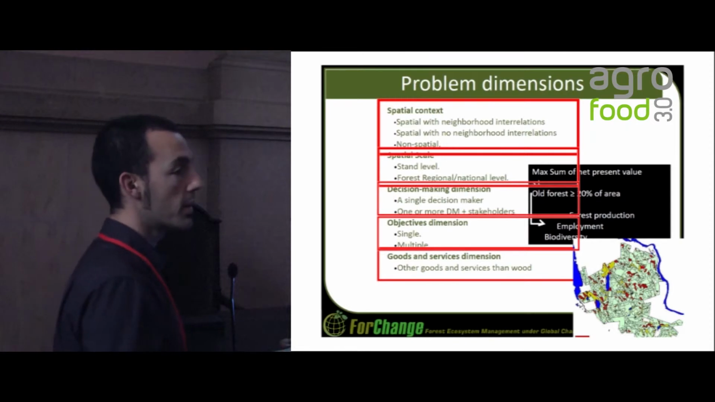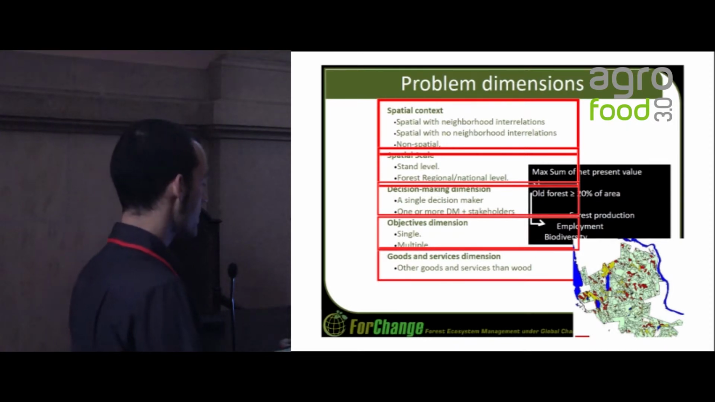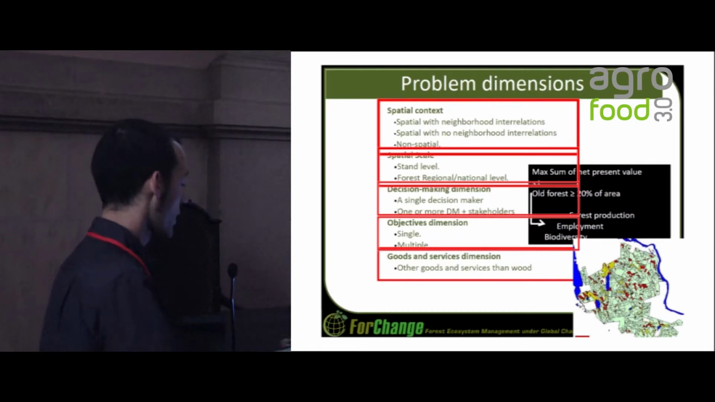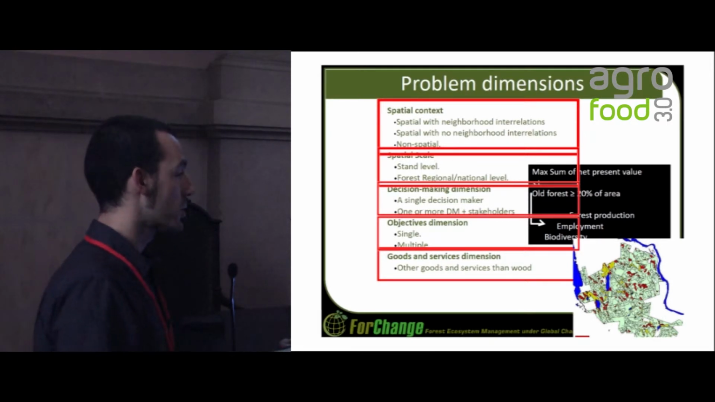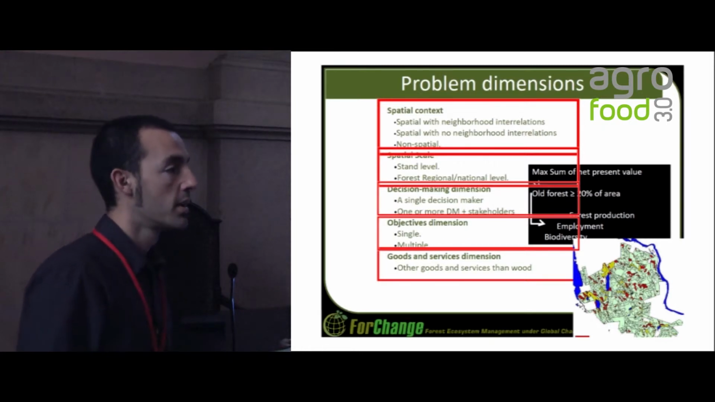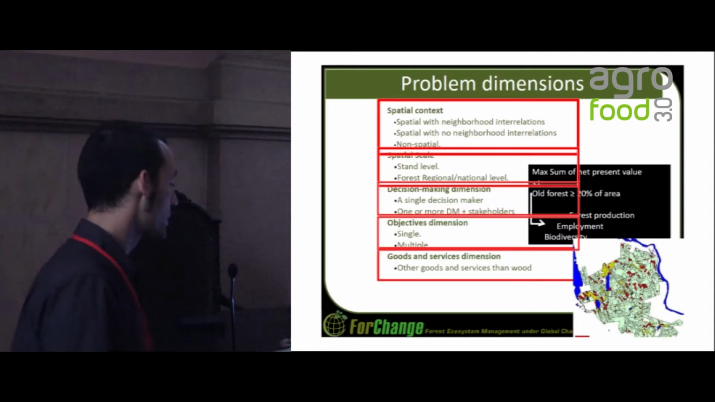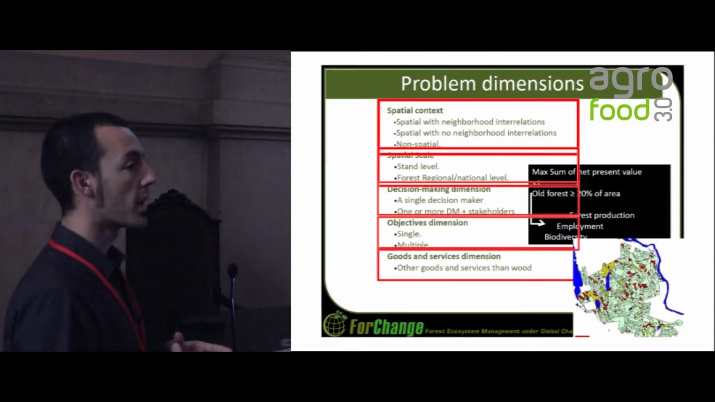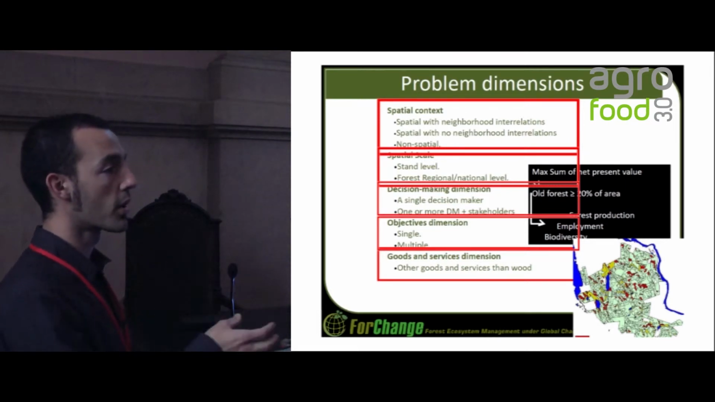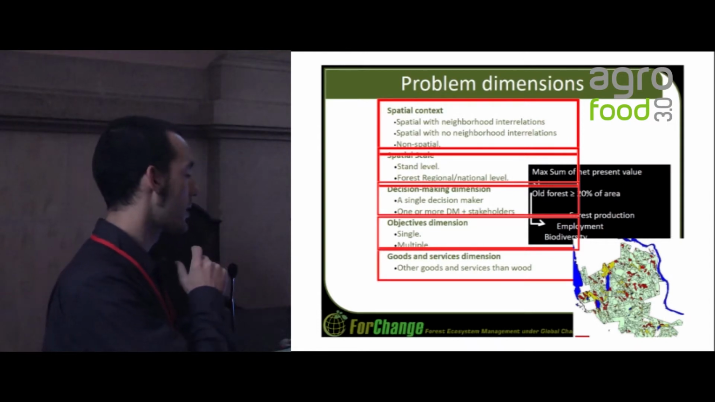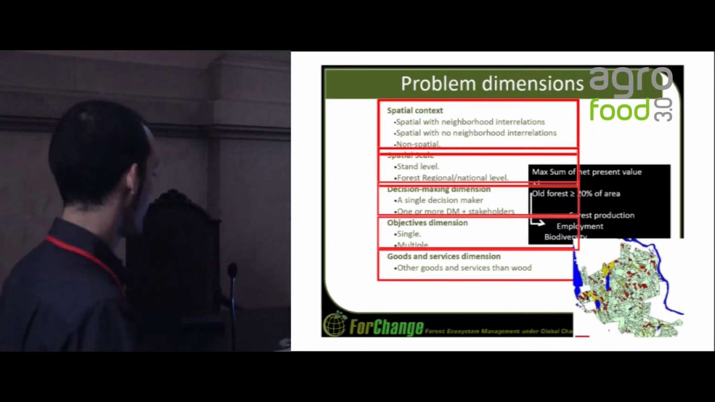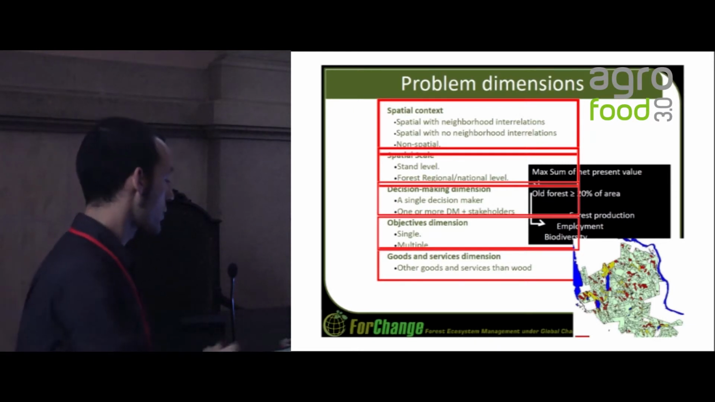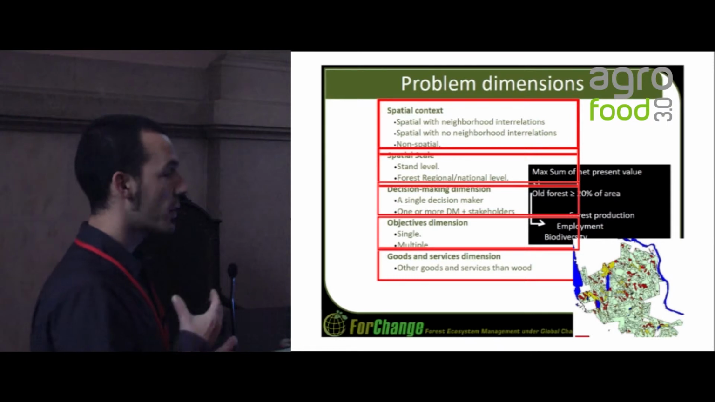As I said, this is a problem-oriented approach, so within ForestDSS, we developed these dimensions. So the forestry problems can be classified based on these dimensions. First of all, there is the spatial context. One problem can be spatial with neighborhood interrelations. It means that the decisions that you are making in one stand will have an impact in other stands. So if this relation between the neighbor stands is important for the problem, this is a spatial with neighborhood interrelations planning problem.